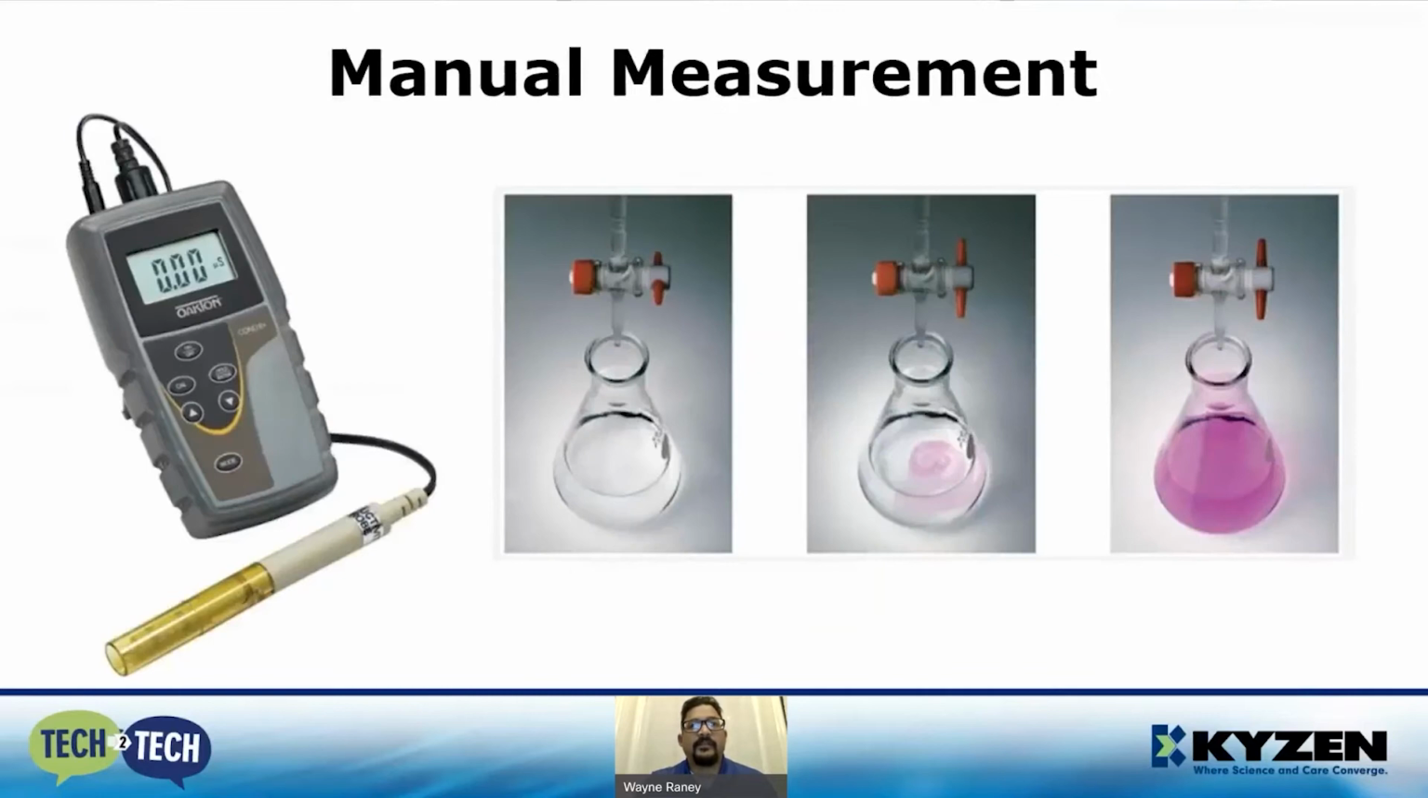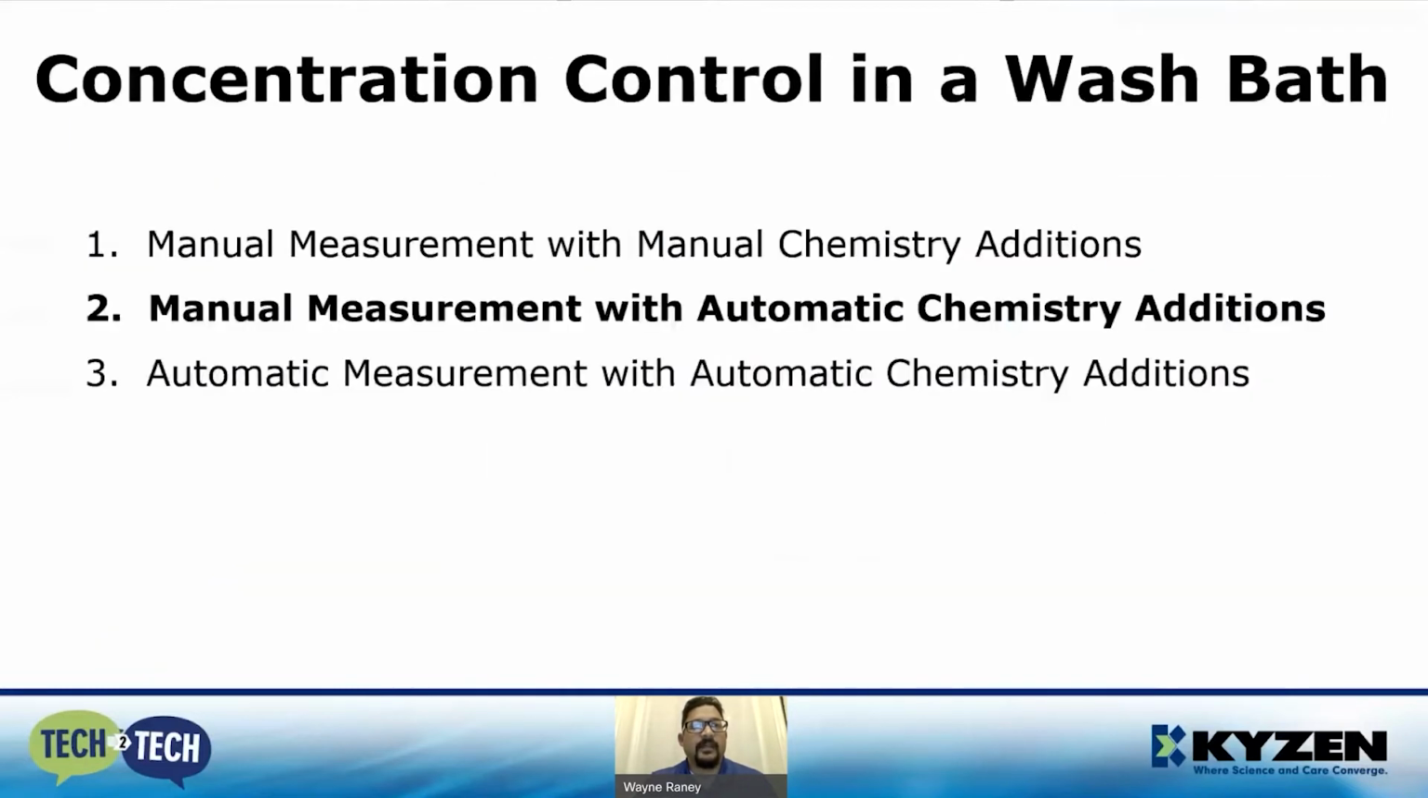After you add the chemistry to boost up your concentration, you'll have to check the concentration again. So here's where conductivity or titration once again comes into play. This is manual measurement and manual chemistry addition. It's very labor intensive. Next, we'll talk about manual measurements and automatic additions.